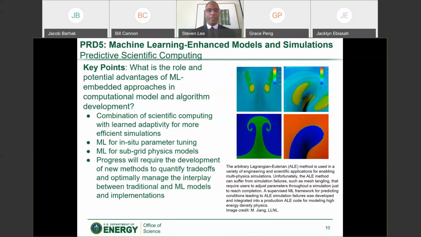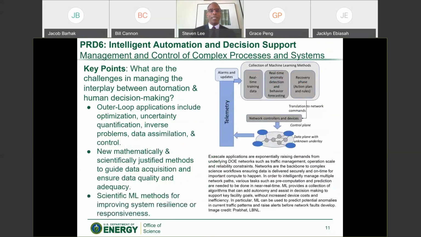So the final and third use case is related to complex systems. Using machine learning for intelligent automation, for decision support, for controlling complex systems. So you can think of cybersecurity, more resilient power grid, things along that line. It's what we call the outer loop. That you have some core problem that you're trying to solve, and you want to do some type of optimization, search computation, dealing with inverse problems, and things like that.